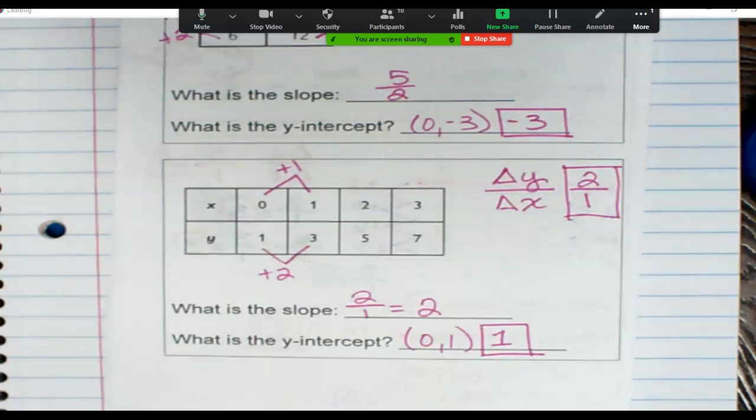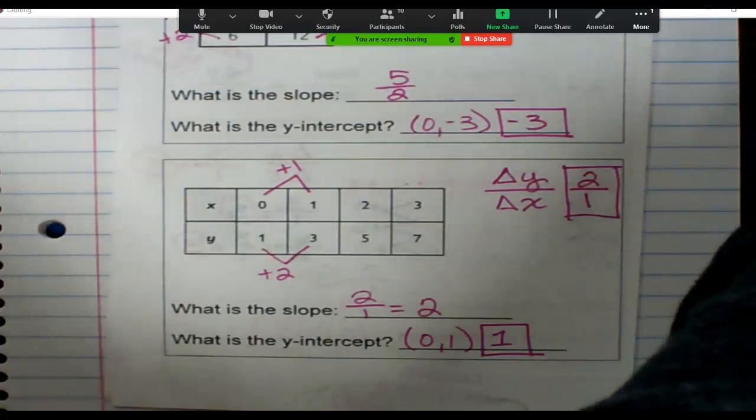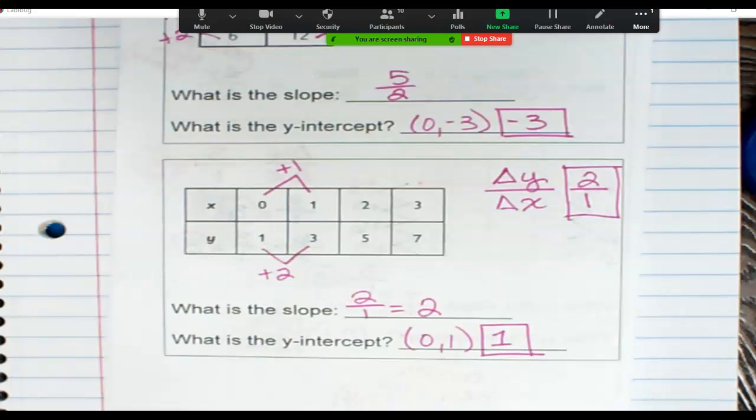Yes, did you have a question? Yes. Okay, what's your question? I know graphs and stuff, but how do you know that it all goes to 2 out of 1 by just looking at it? Okay.